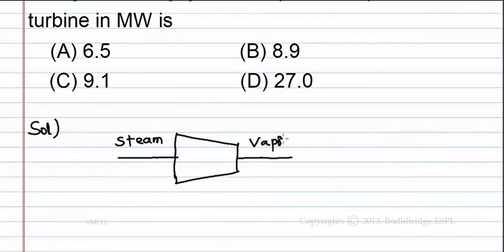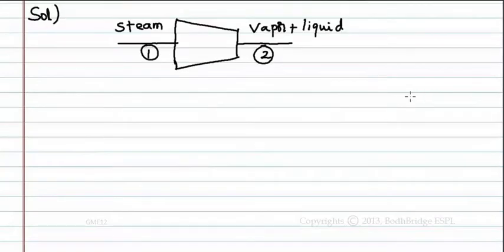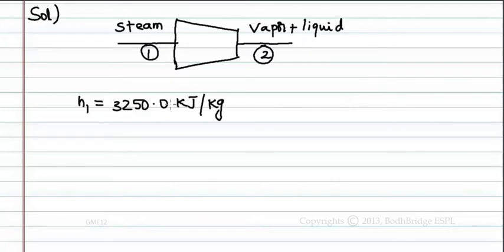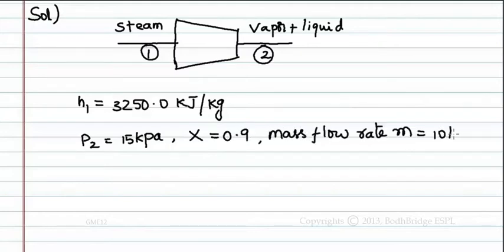In the problem they have given the enthalpy of the steam entering at stage 1, h1 = 3250.0 kilojoules per kg, and the steam is leaving at the other end, stage 2, in the form of vapor and liquid at a pressure P2 = 15 kilopascal and dryness fraction x = 0.9. Mass flow rate m = 10 kg per second.